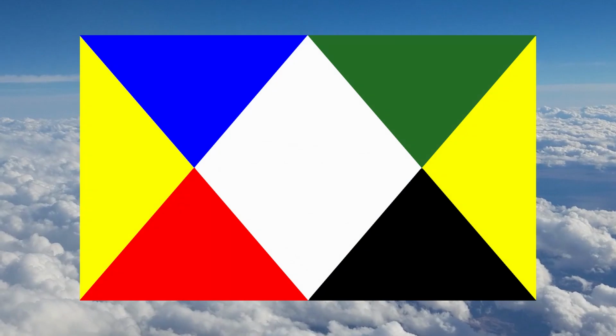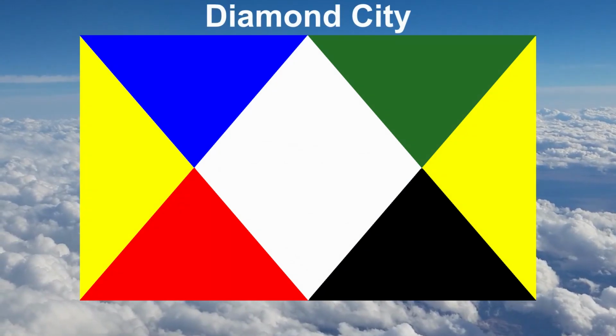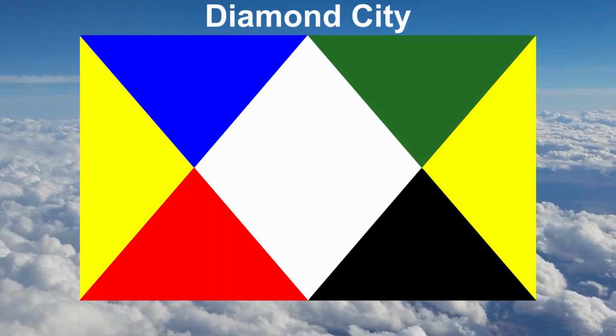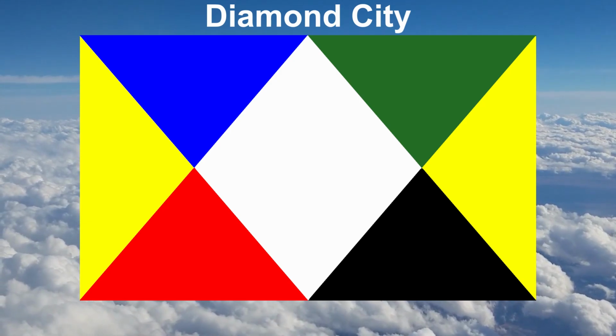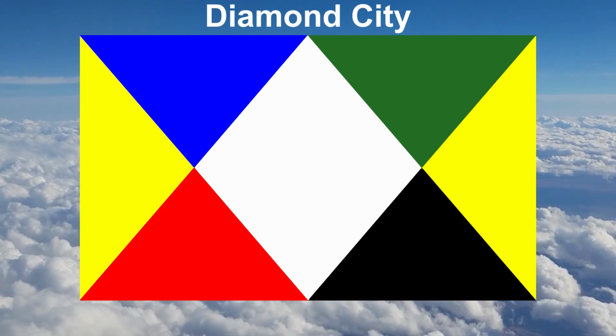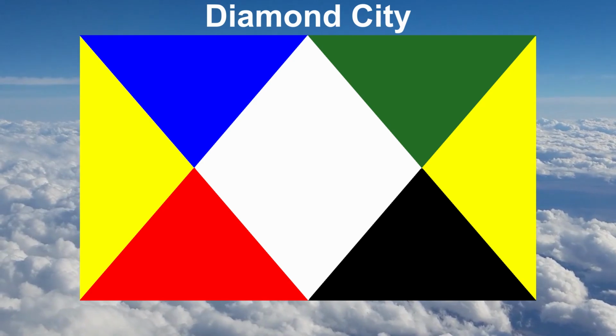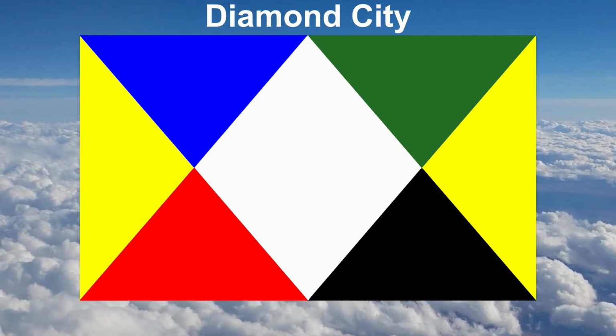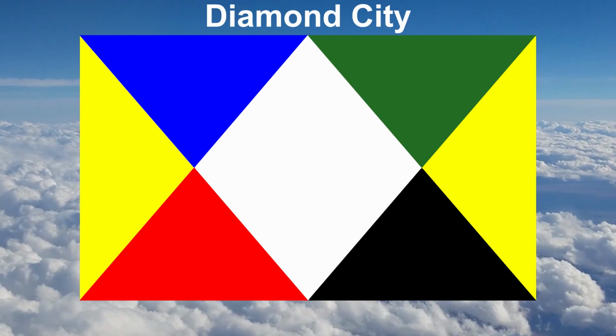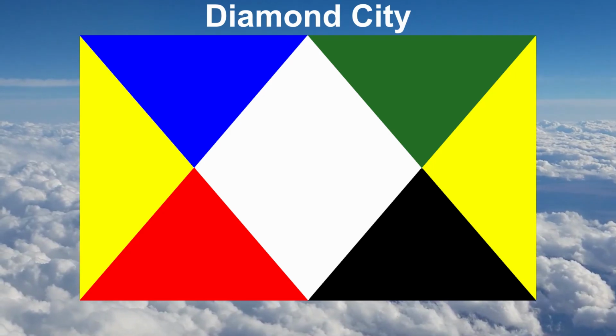Next is the flag of Diamond City, a fictional city located in the middle of a desert, home to a huge diamond mine. The white diamond at the center symbolizes diamonds. Yellow symbolizes the desert as well as the huge wealth derived from diamonds. The remaining 4 colors represent the diversity of the city as people from all over the world live and work in the city.